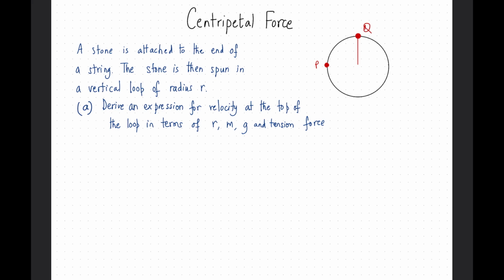So at point Q we can see that there is a string, so obviously there will be tension force which is pulling it downwards. Also there will be weight of the stone which is going to pull it downwards, that is mg. So the net force which is acting towards the center of the circle, which we call centripetal force, is equal to mg plus T.